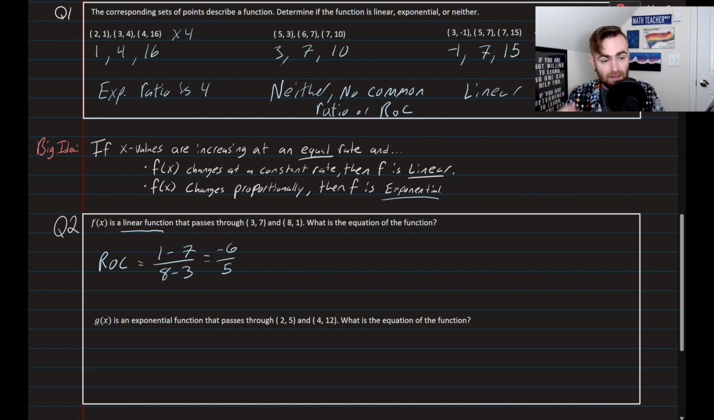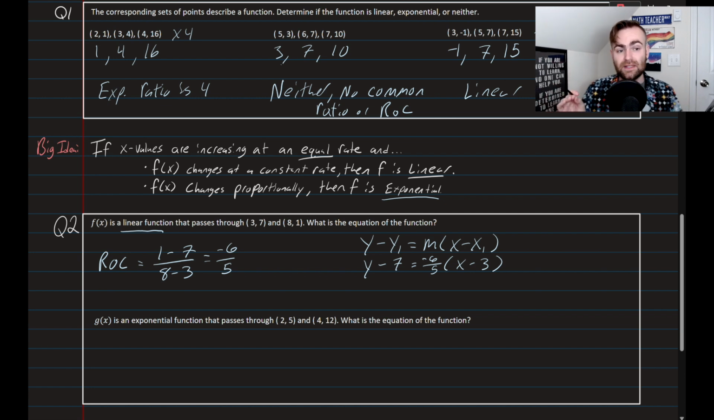And we can write an equation in point slope form. So y minus y1 is equal to m times x minus x1 is point slope form, my favorite. Doesn't matter what point you pick. For kicks and giggles, let's pick the 3, 7. Why not? So y take away 7 is equal to -6/5 times x minus 3. That is fine. That is perfectly fine if you want to leave it that way.